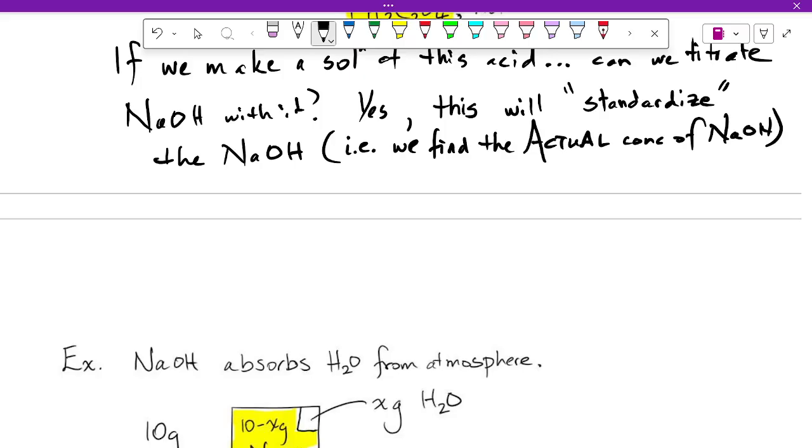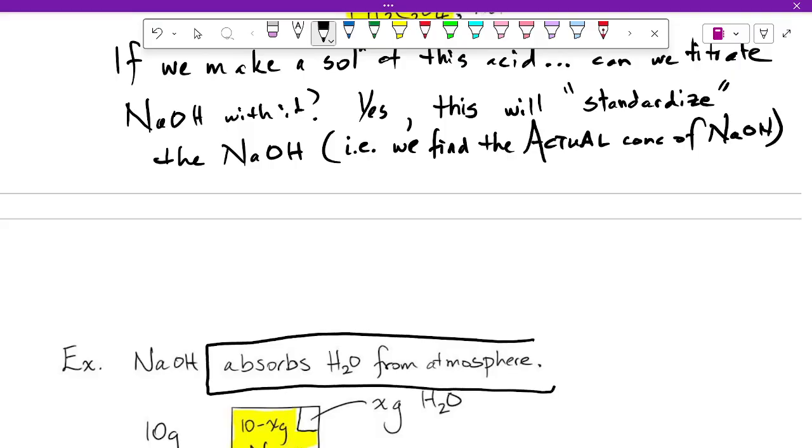NaOH absorbs water from the atmosphere. Tell your partner, what is that word that means absorbs water from the atmosphere? Tell your partner, what is that word? Not hydro, but hygro. You can think maybe it grows the mass of the substance because it adds water in there. Hygroscopic.